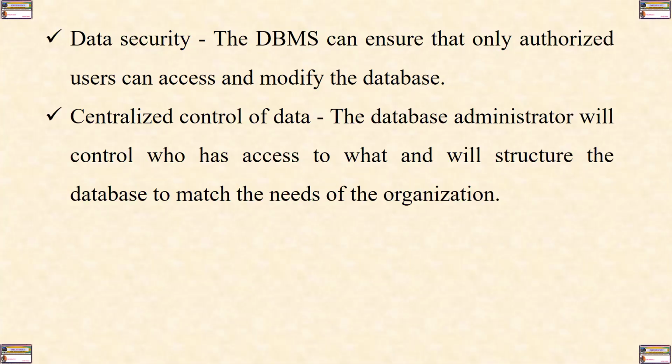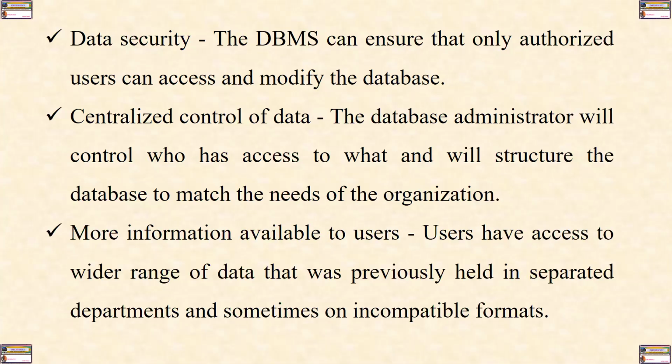Number five is centralized control of data. The database administrator can be able to control who has access to what and will structure the database to match the needs of the organization. So we call that centralized control of data. A single person, who we are calling a database administrator, can have the rights to determine who is assigned what and who does what, who is assigned which password and which password is set, who makes what change.